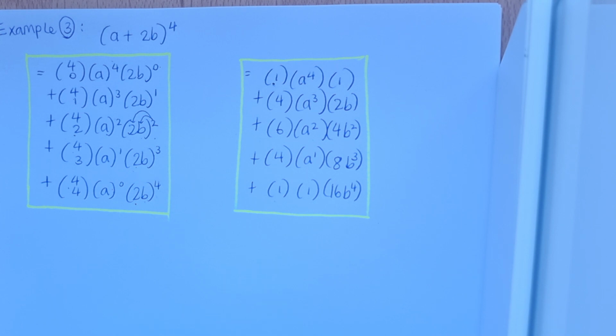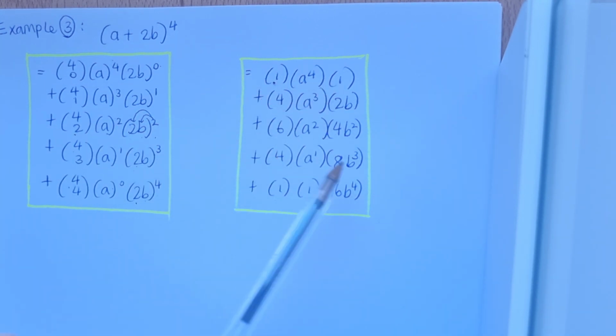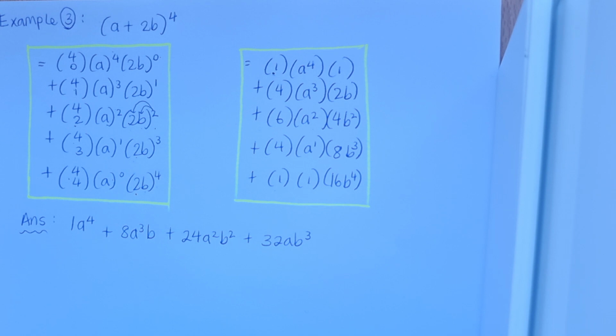When I'm writing out my answer at the end here, I just need to be careful to make sure to do my multiplication of my coefficients. So don't miss, for example, that I'll have a 4 by 2 here. So 1a to the 4, and 8a cubed b, and 24a squared b squared, and 32ab cubed, and 16b to the power of 4.